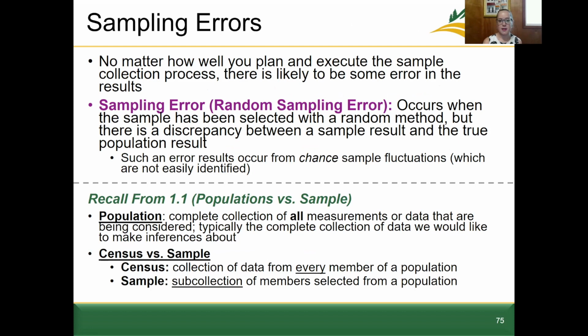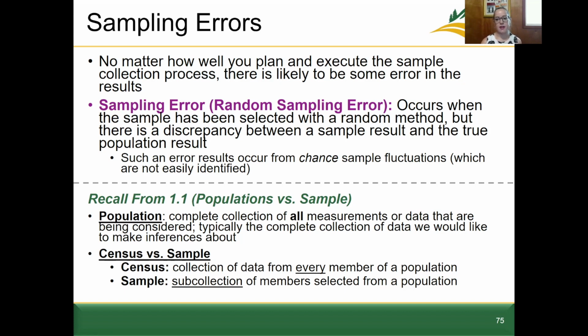Now we're going to talk about sampling errors. Keep in mind that no matter how well you plan and execute the sample collection process, there's likely to be some error in the results. That's just the nature of statistical studies. Sampling error is also called random sampling error, so it's important that we include random in that term. Random sampling error occurs when the sample has been selected with a random method. We're trying to reduce biases, but there's a discrepancy between a sample result and the true population result. Such an error comes about from chance sample fluctuations, and we can't really easily identify those.